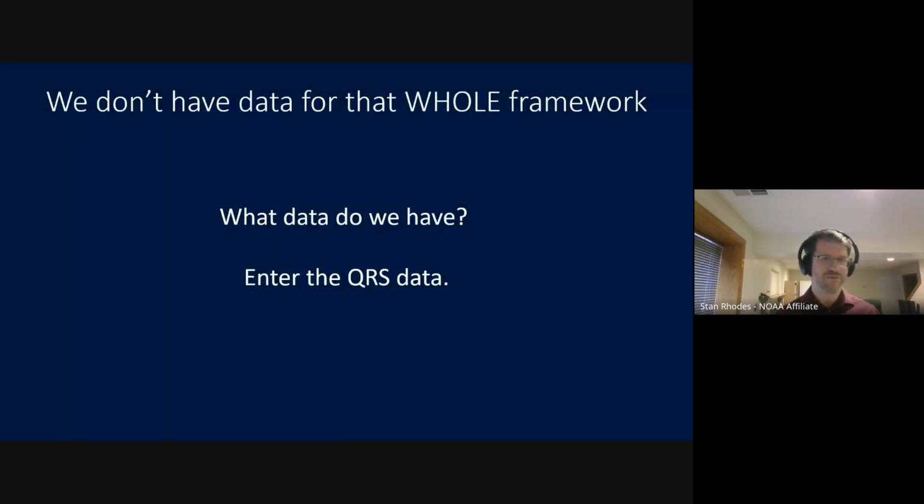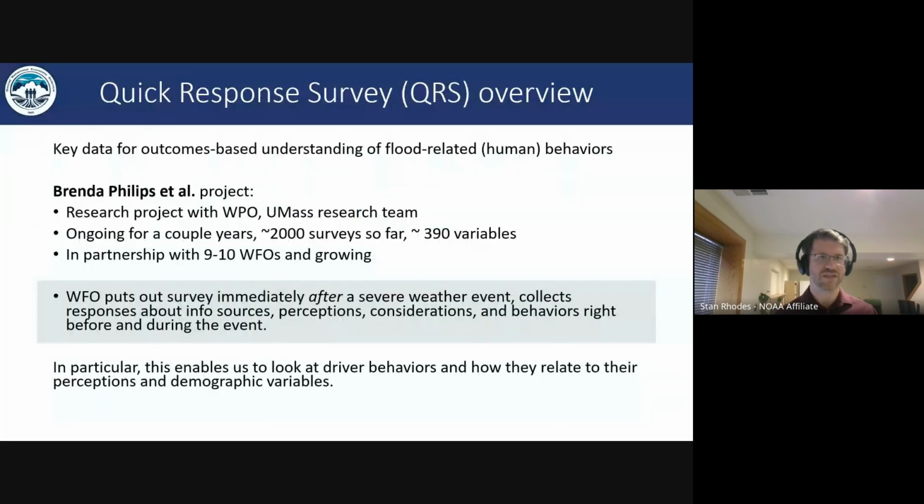We don't have data for that entire five-decision chain framework, but we do have some data. I'm going to talk about the data quickly before Jacob gets into the analysis of the data. So we have this QRS data. QRS stands for Quick Response Survey. This is a quick overview of that. This is key data for an outcomes-based understanding of flood-related human behaviors.